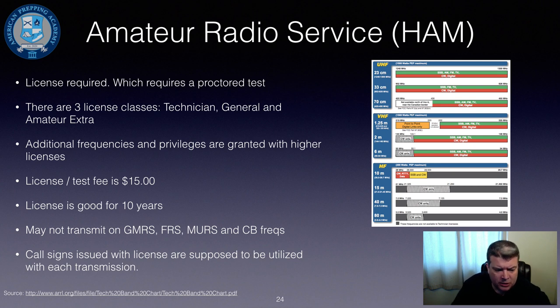Call signs are issued with a license, and they're supposed to be utilized with each transmission. Now, just for the technician's class, the lowest class, you are authorized to transmit in the 23 centimeter, the 33 centimeter, and the 70 centimeter band in the UHF band. Then you're also allowed to transmit in the 1.25 meter, the 2 meter, and the 6 meter. And then for the HF range, you can go in the 10 meter band, and then you can do Morse code or continuous wave in the 15 meter, 40 meter, and 80 meter bands.